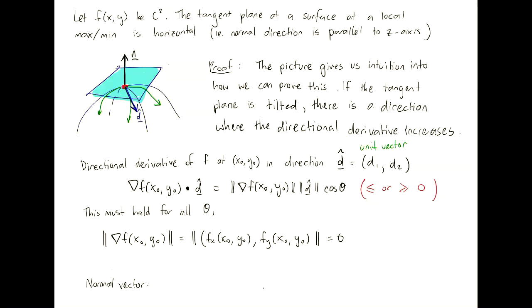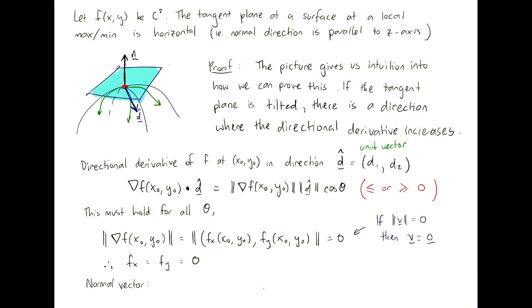Which is to say, and the reason for this, in case you forget, is that if the absolute value of some vector v is equal to 0, then v is equal to the 0 vector. There's no other way to get that. You can't have stuff cancelling when everything is non-negative. Okay, so therefore, f_x is equal to f_y is equal to 0.